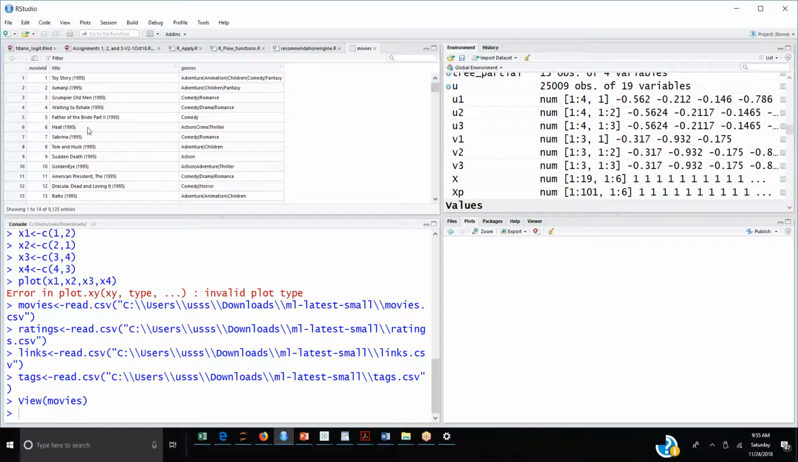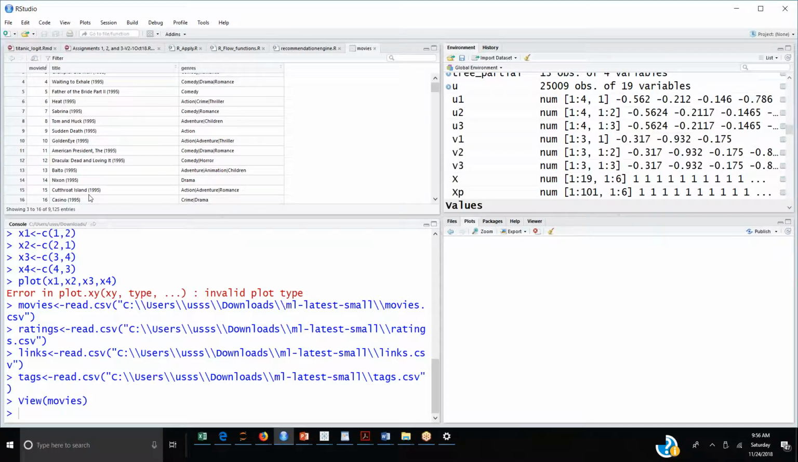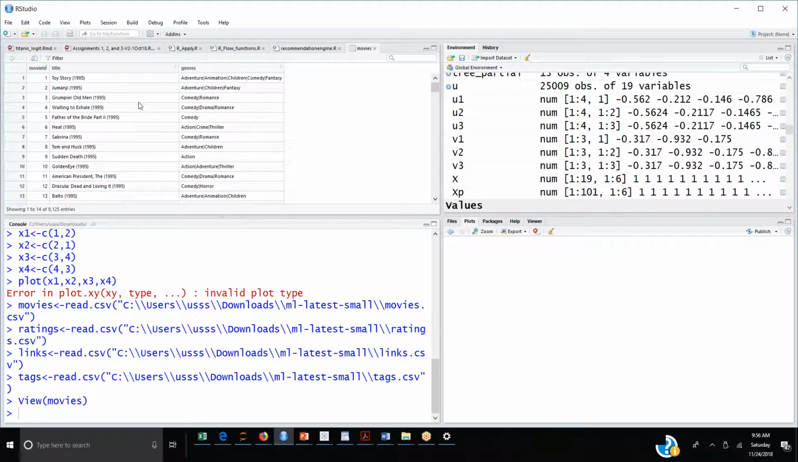Waiting to Exhale. Father of the Bride 2. I think I saw Father of the Bride part 1. I have seen Heat when I came to this country the first time. It says 1995, I'm sorry. I came in 1992. They showed me a pre-release when I was at Southern Methodist University, 1 or 2 years back. I saw that. I don't even remember what the movie is. American President. Okay. So that's what this is about, movies information.